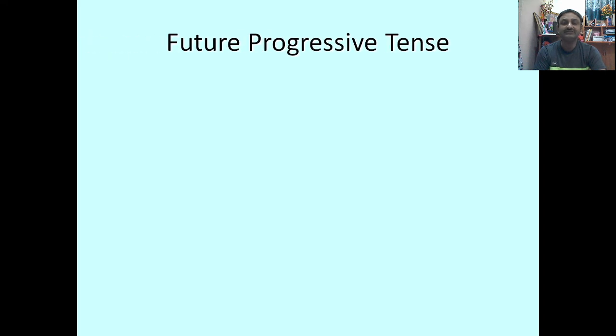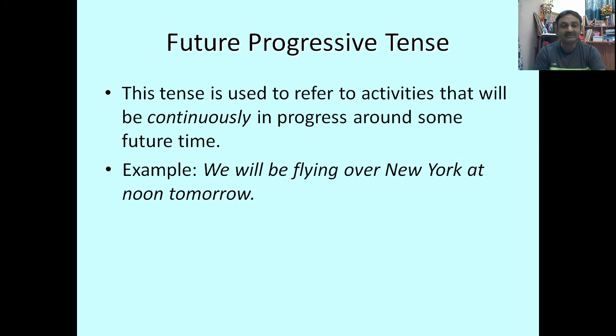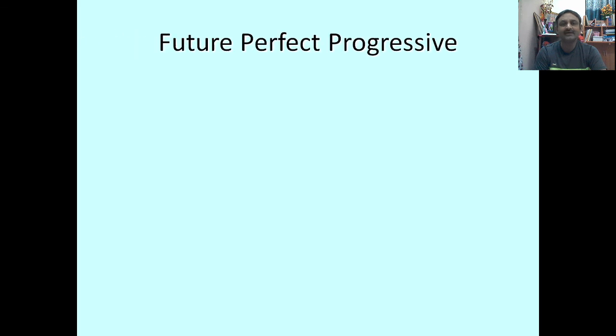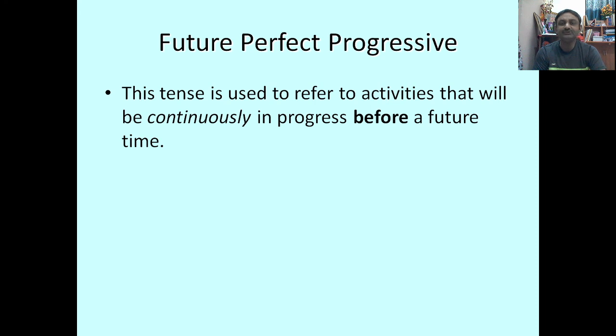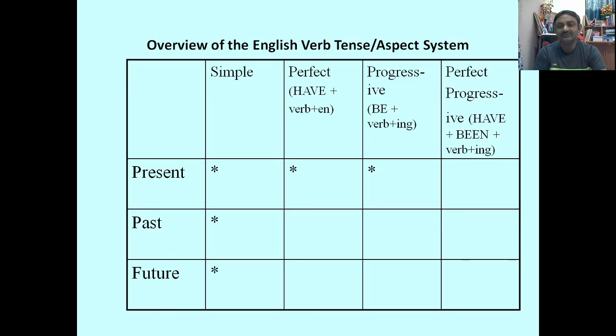Now future progressive tense. This tense is used to refer to activities that will be continuously in progress around some future time. Examples: we will be flying over New York at noon tomorrow. The form will be will plus be plus verb ing. Now future perfect progressive. This tense is used to refer to activities that will be continuously in progress before a future time. Example: he will have been working for 3 hours before you arrive. Will have been plus verb ing.